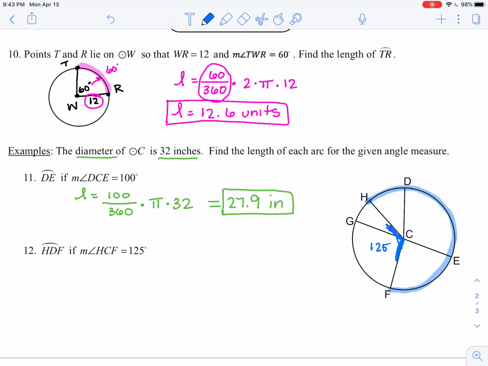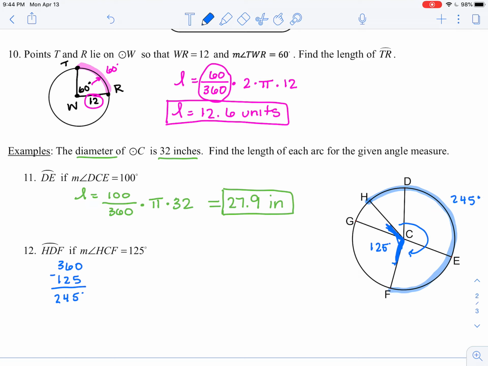Although we plugged our given angle measure directly into our formula, we can't do that in this question. If we want the measure of this big major arc, we need to know the number of degrees for this big major arc. So here I have to first take 360, subtract off the 125 degrees that were given to me to figure out how big the rest of the circle is. So the remainder of the circle is 245 degrees. That's the measure of arc HDF.